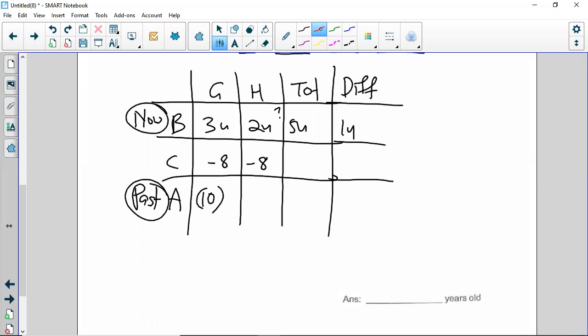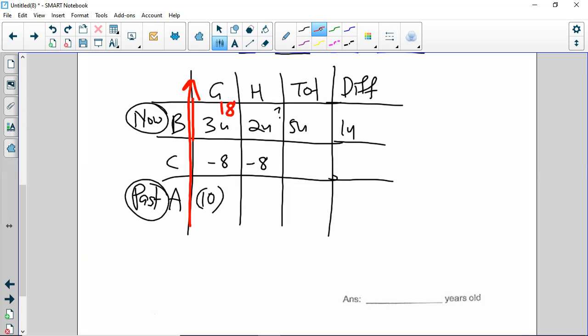Now, there are a few things to learn about this table, right? The table can work backwards, can flow backwards like this. So when you work backwards, 10, the minus 8 becomes plus 8, that will be 18. So Gary must be 18 years now.